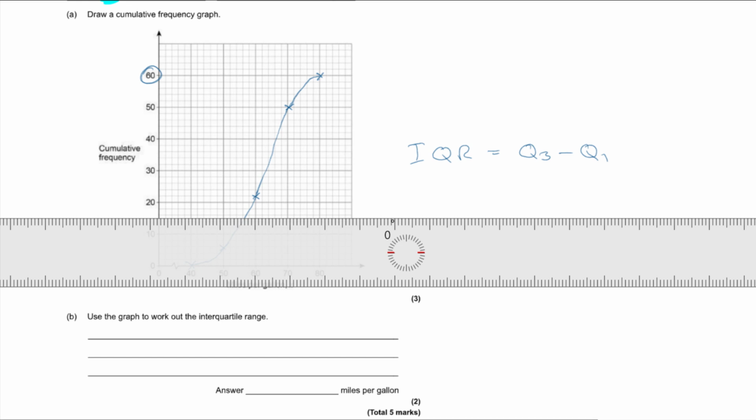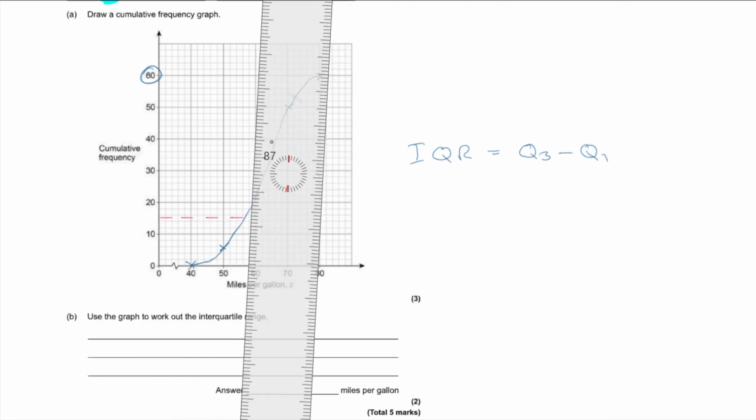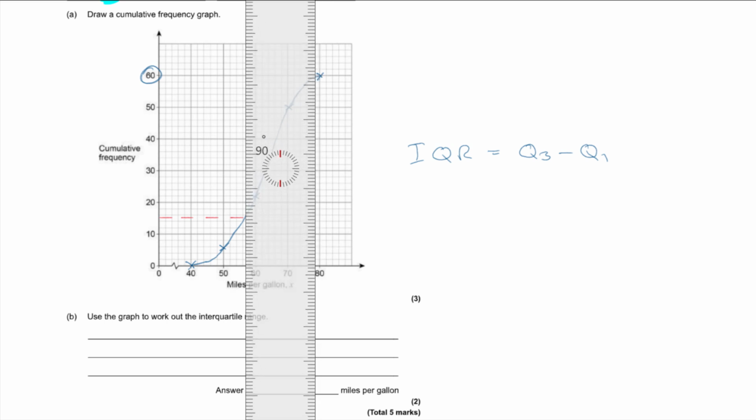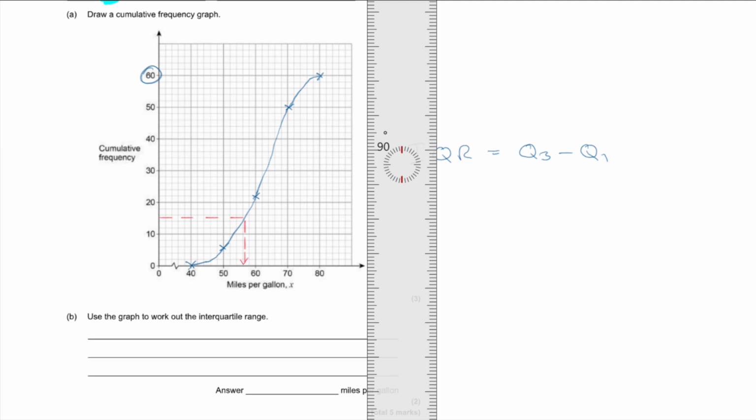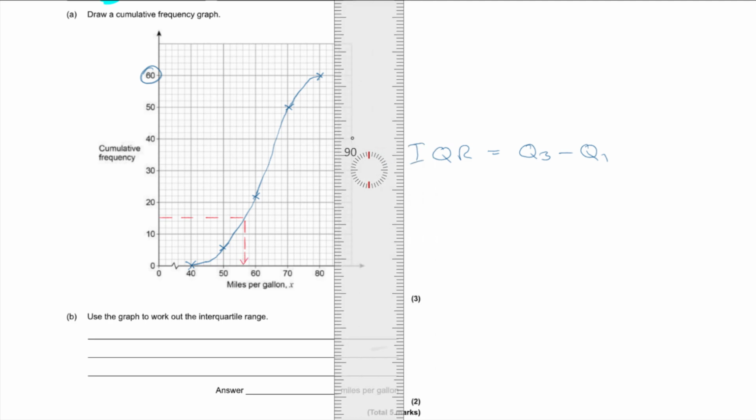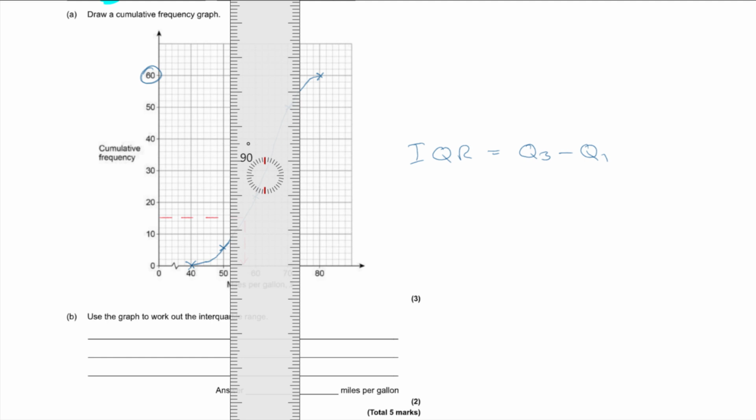So reading across from 15 till we get to the curve, and then switching directions and going down, that's going to give me my lower quartile. I make that 56. Okay, so that's my Q1.